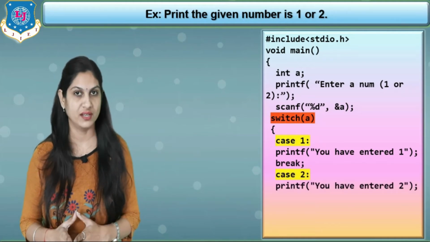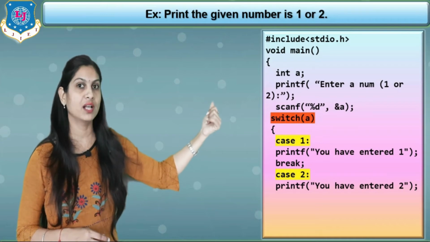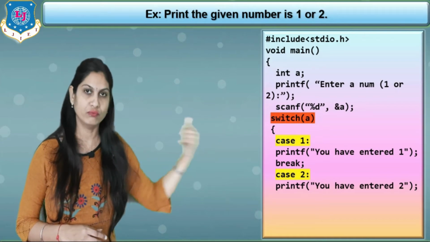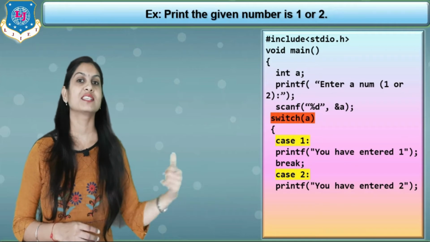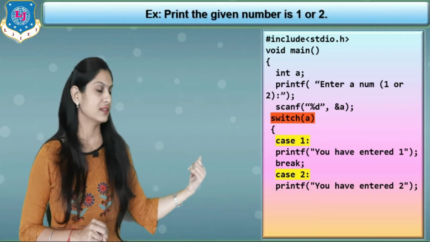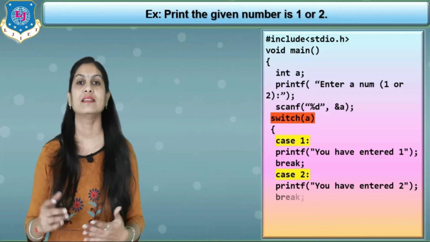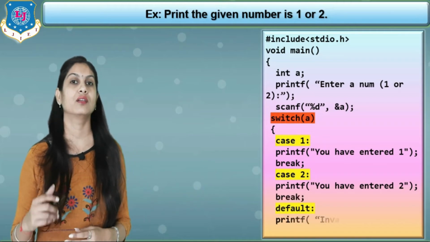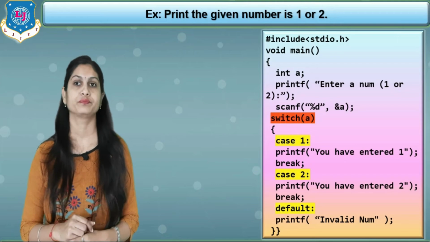You have entered 1, because here our variable is matched with a value 1. Now case 2 for a second number. So simply put case space 2 colon and the message just like print you have entered 2.